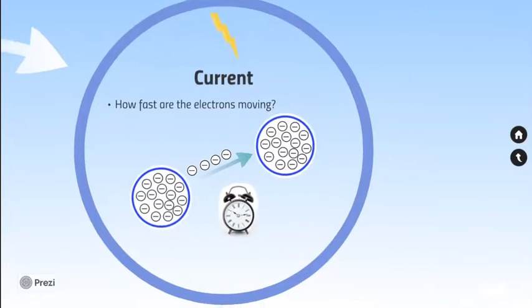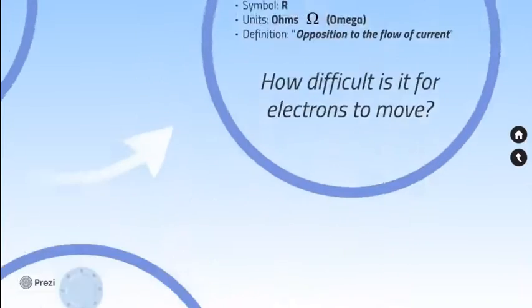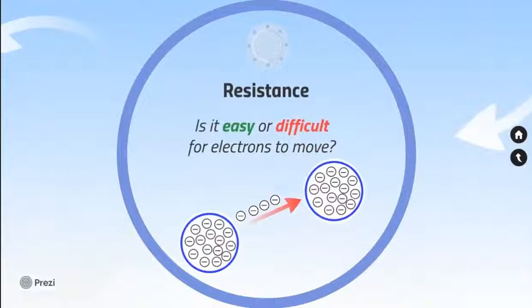Resistance, symbol R, is measured in ohms, and we'll also use the omega symbol shown here. The definition: it's opposition to the flow of current. It says how difficult it is for the electrons to move. Is it easy or difficult for electrons to move? Here we have a path where the electrons are going to flow, and is there a lot of friction, electrical friction, that's slowing the electrons down, or is it very conductive, easy to move?